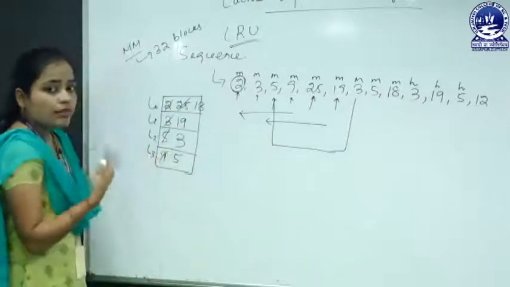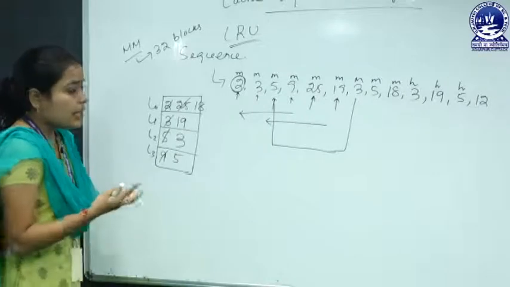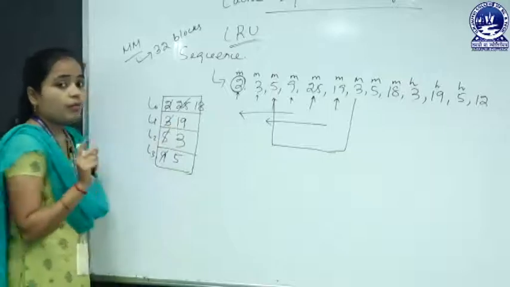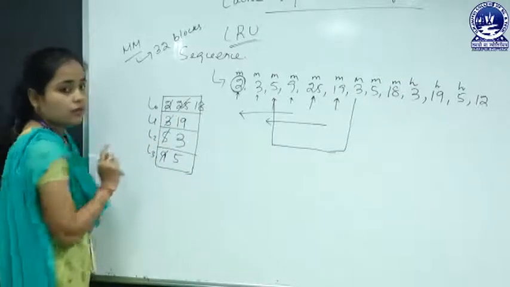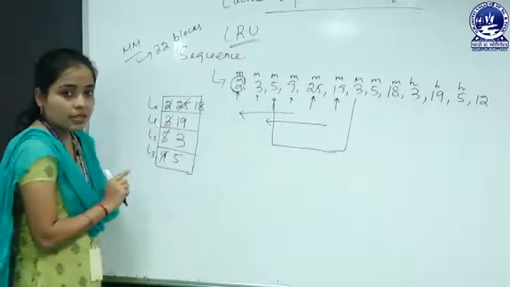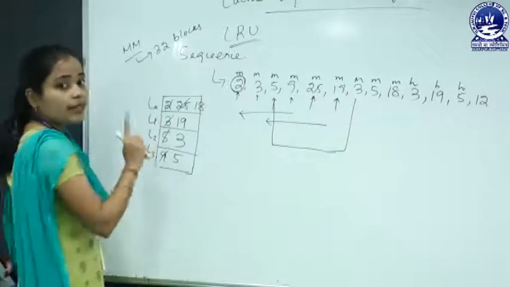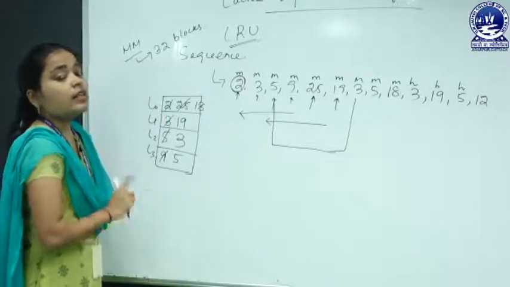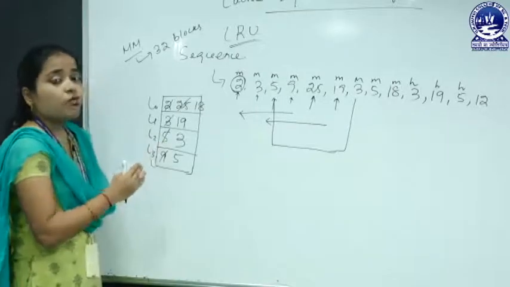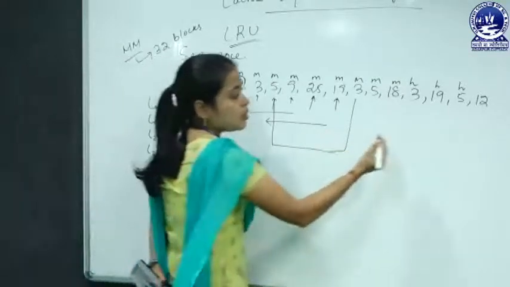So when 12 comes, which block will be replaced here? If we follow the FIFO algorithm, then you have to replace block 19 because it came first. Between these 4 blocks, this line is filled first. That's why you will replace this. But in LRU, least recently used, that means you have to go back to check which block is recently not used.